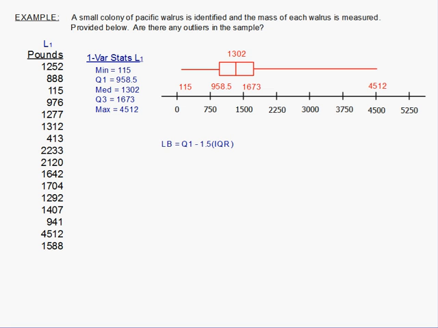For the lower boundary, we start from Q1, which is right here. We go over a distance of 1.5 times the IQR, so we're subtracting 1.5 times IQR. Contrast that with how we did it with histograms and means and standard deviations, where we did the minus 3 sigma. They're just two different systems.